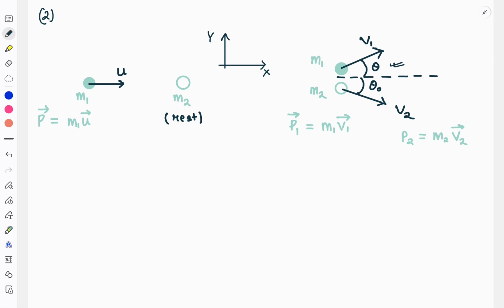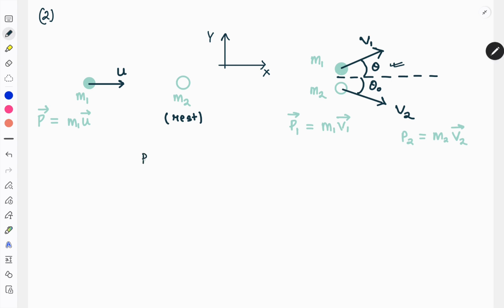In case you want to know the reference to this problem, this is problem number 1.175 of I.E. Irodov, and it completely matches with the problem. I've already uploaded the solution of Irodov 1.175 on my channel, but then also let's get started with the problem in a fresh way.